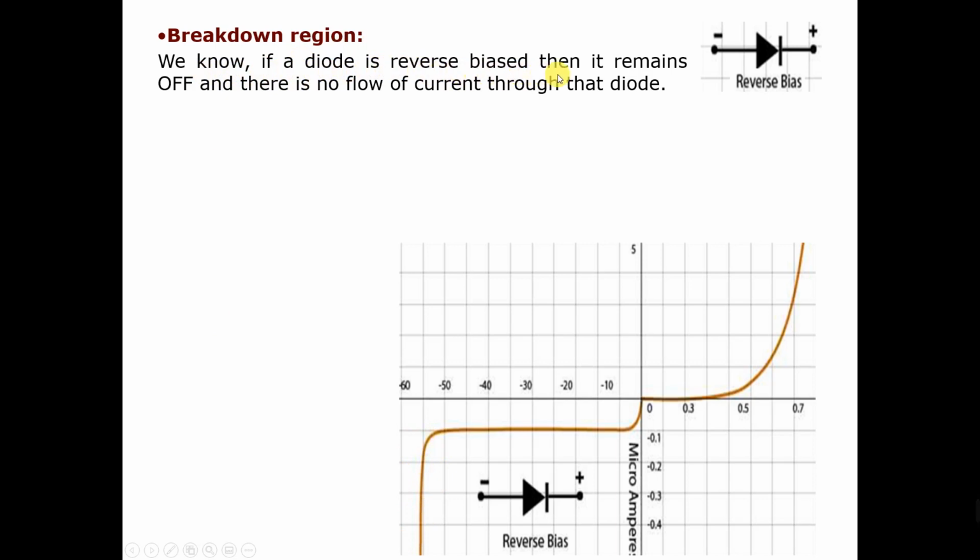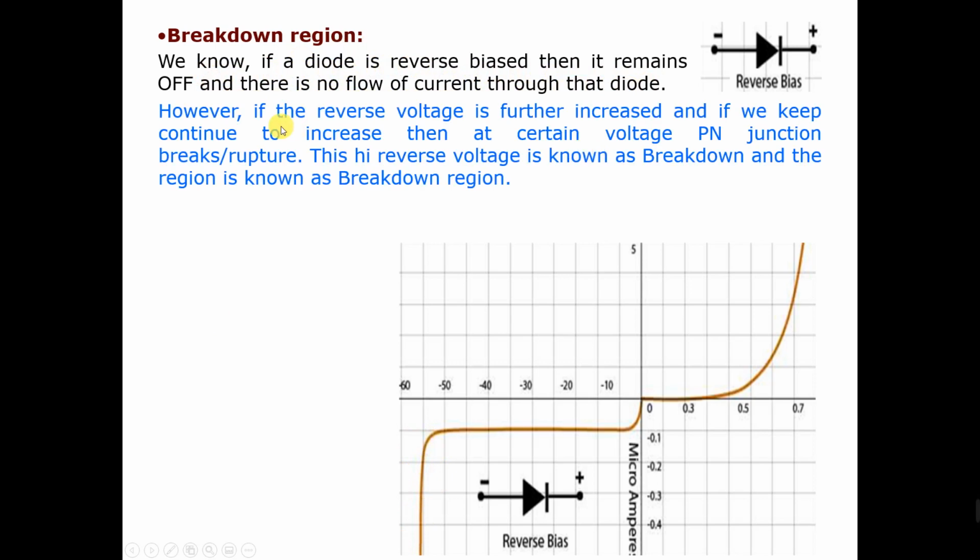We know if a diode is reverse biased, then it remains off and there is no flow of current through that diode. However, if the reverse voltage is further increased, minus 10 to minus 20, minus 20 to minus 30, and we keep increasing, then at a certain voltage the PN junction breaks, it will rupture. This high reverse voltage is known as breakdown voltage, and the region is known as the breakdown region. So this region is the breakdown region, and this point here, minus 55 volt, is known as the breakdown voltage. So this is the breakdown point.